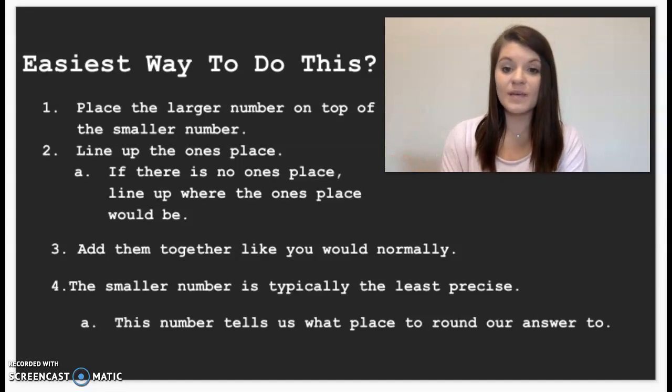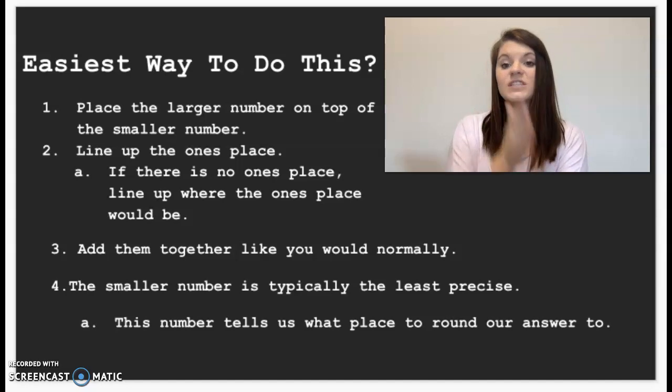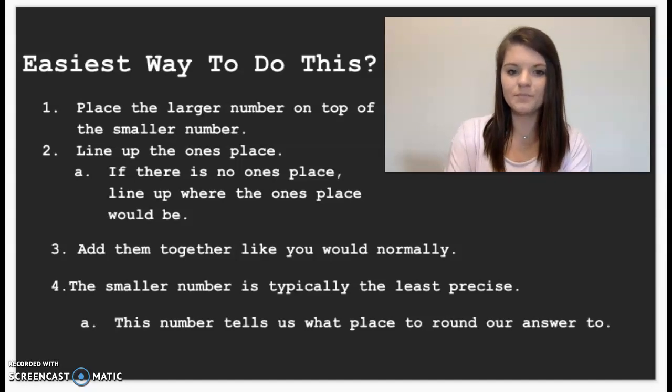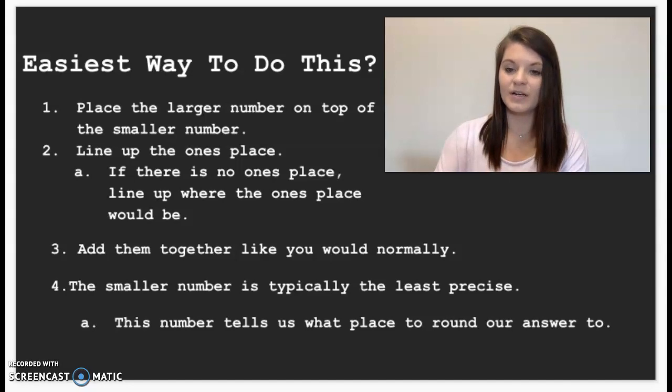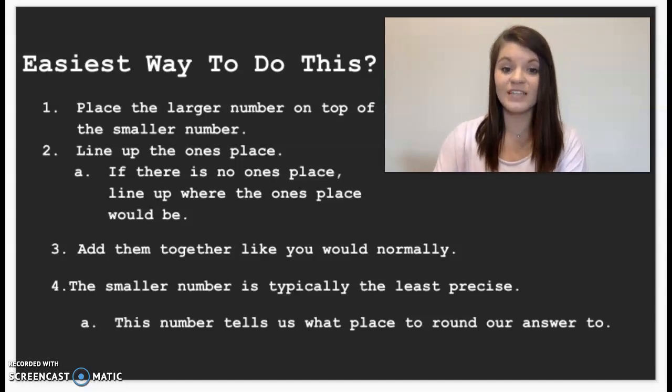If there is no ones place, so if we're just working with decimals, then line up where the ones place would be, okay? Because if we're working with a decimal point, there's always going to be a decimal point. So just line up where that ones place would be. And then you're going to add them together like you normally would with a calculator. And then the smaller number, so that number is typically the least precise. The number with the smallest amount of digits is typically the least precise number. So that is our key number for telling us how many places we want to round our answer to.